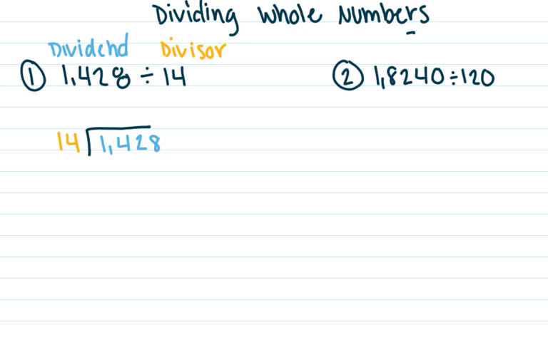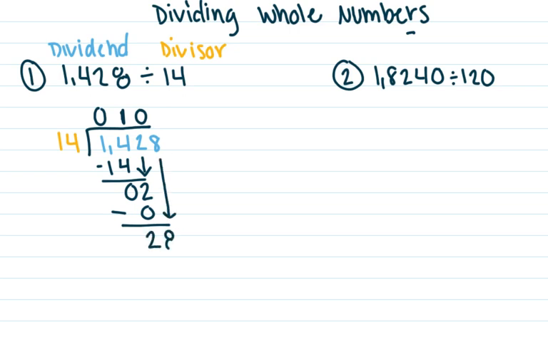14 does not go into 1, so I put a 0. 14 does go into 14 one time. 1 times 14 is 14. I subtract, I get a 0. Bring down my 2. 14 goes into 2 0 times. So this is going to be a 0. 0 times 14 is 0. Subtract, bring down your 8.